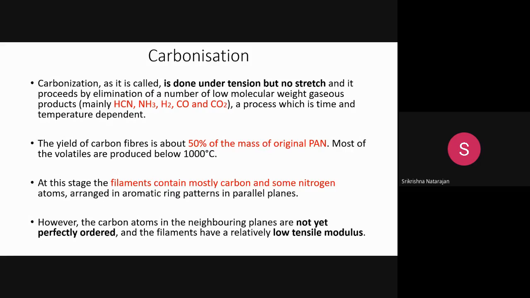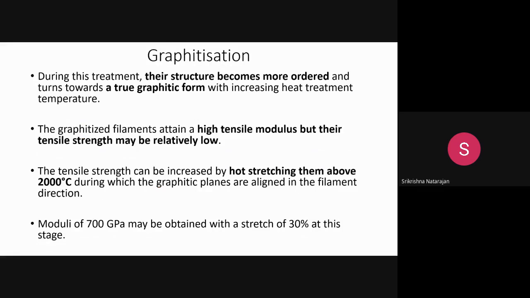So at this stage, if you observe, what will be present is mostly carbon and some nitrogen atoms in aromatic rings in some parallel planes. I will just show you the figure. But one thing you need to understand, even at this step, you will not have a properly oriented structure, and whatever fiber is produced will have a low tensile modulus. I will just show you a small diagram.